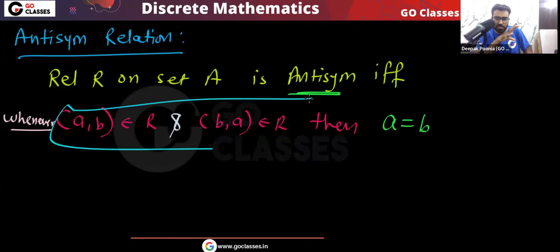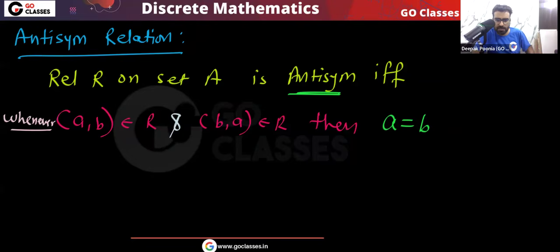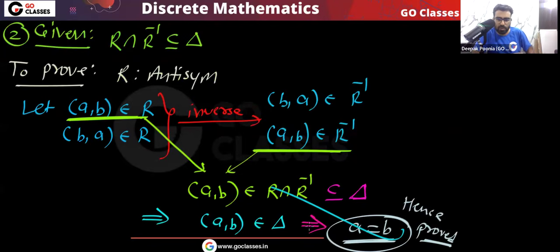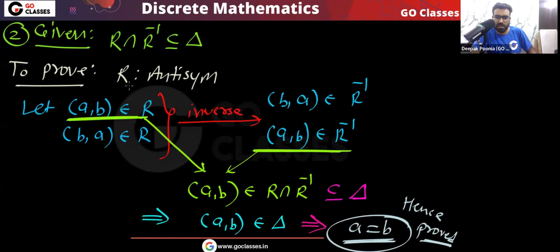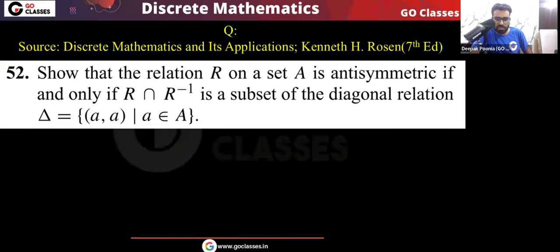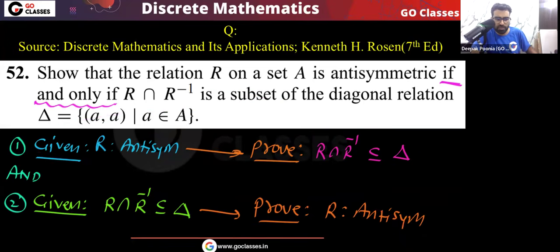So you start from this: you assume that (a, b) and (b, a) both belong to R. Then you need to prove that a equals b. If you can guarantee that a equals b, then it is an antisymmetric relation. And you can see this is what we have proven. We have guaranteed that a will be equal to b, so it is an antisymmetric relation. This is what we wanted to prove, that R is antisymmetric. So you can see this direction we have proven, and this direction also. So this question 52 is done. We have completed it. Very simple.